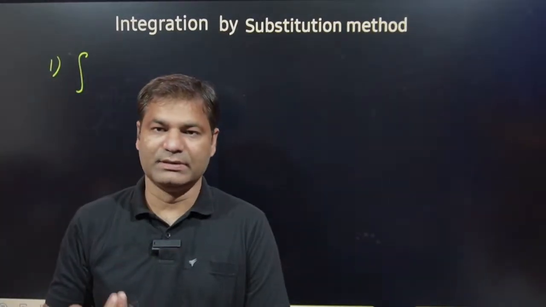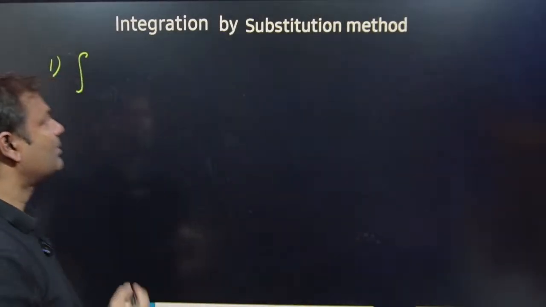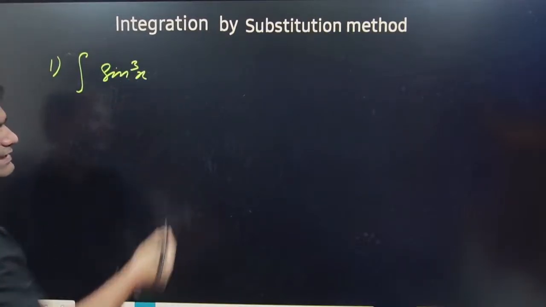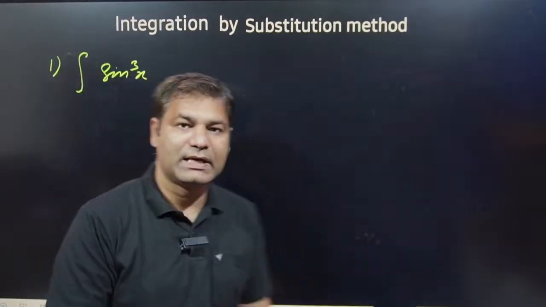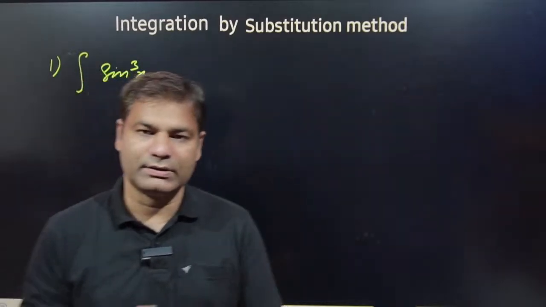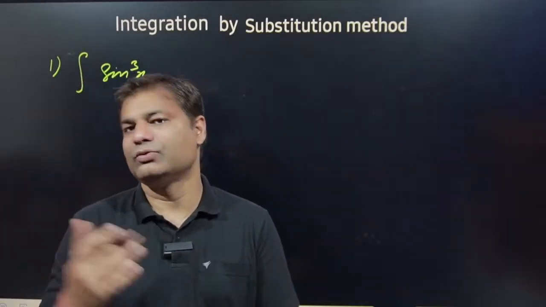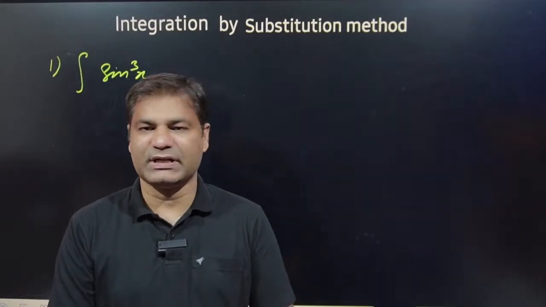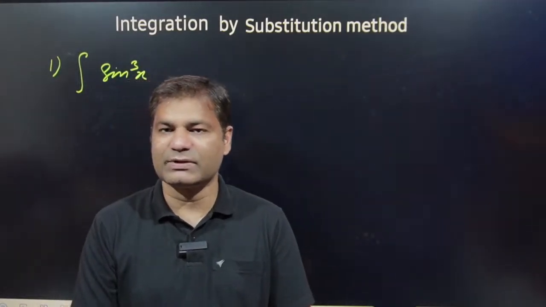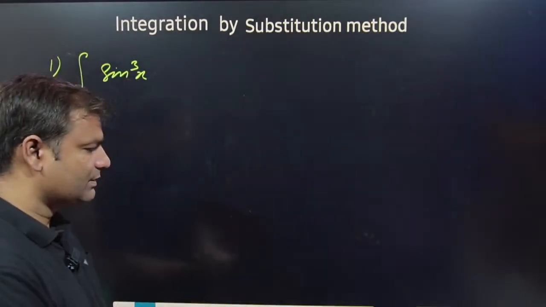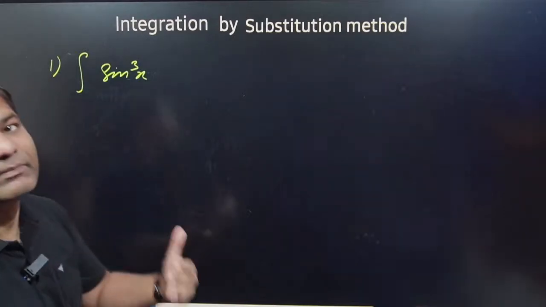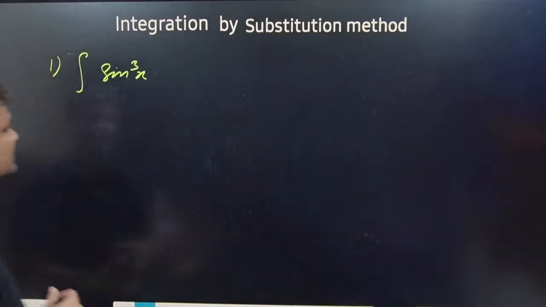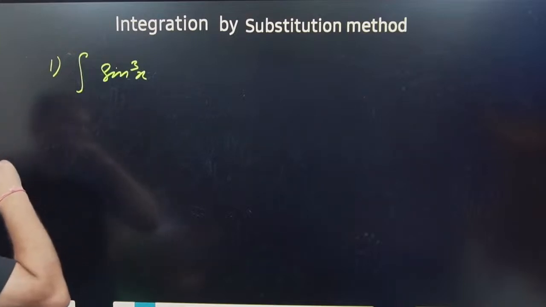by substitution method. Okay, some problems based on sine x to power odd or cos to power odd. Here sin x cube dx or cos x to power 7 dx is given, then how can we solve? And after that, how can we solve even-power problems? So we will first of all discuss how to do this type of problem.